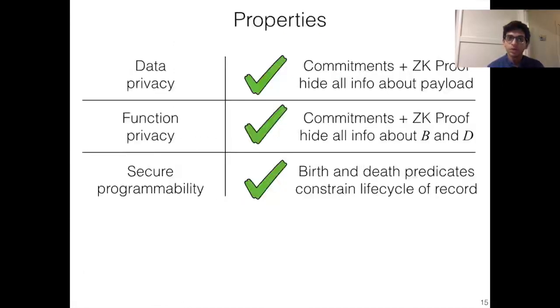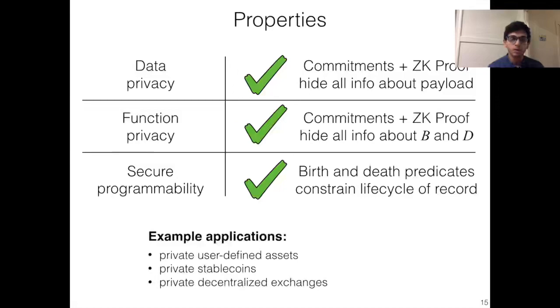Okay, so in summary, it seems that this new model of computation achieves all of our goals. Data privacy and function privacy are guaranteed as before by the commitment and zero knowledge proof. But now we can also achieve our programming goals, because the birth and death predicates constrain every aspect of the life cycle of a record. In the paper, we show how we can use this now more powerful programming model to construct some useful applications like private user-defined assets, stablecoins, and decentralized exchanges. See the paper for extensive discussion of these.